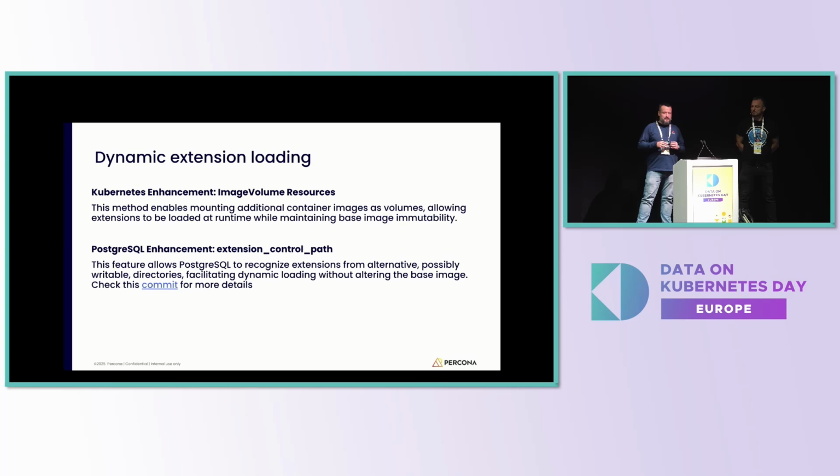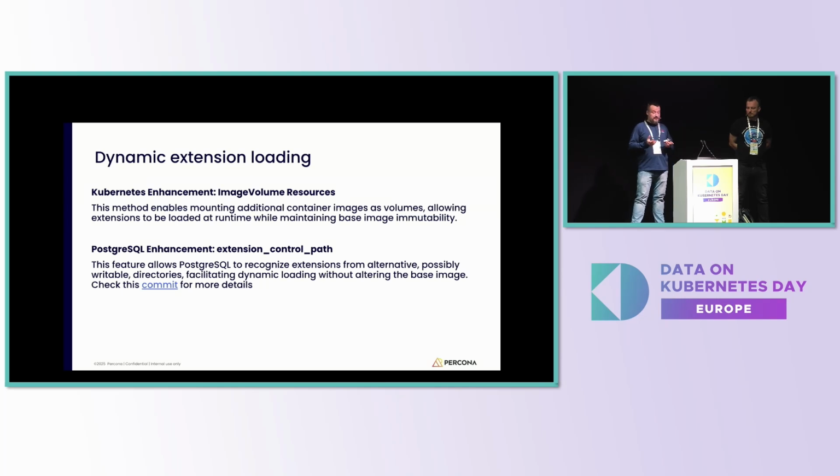All right, so from those examples, we see there are two vectors that we can try to address this issue. The first one is an enhancement on the Kubernetes side, basically allowing something like image volume resources. It allows you to mount additional container images as volumes and load the extensions while the main image of Postgres keeps the immutability as Kubernetes requires. And the second enhancement is on the Postgres side, which is extension_control_path.